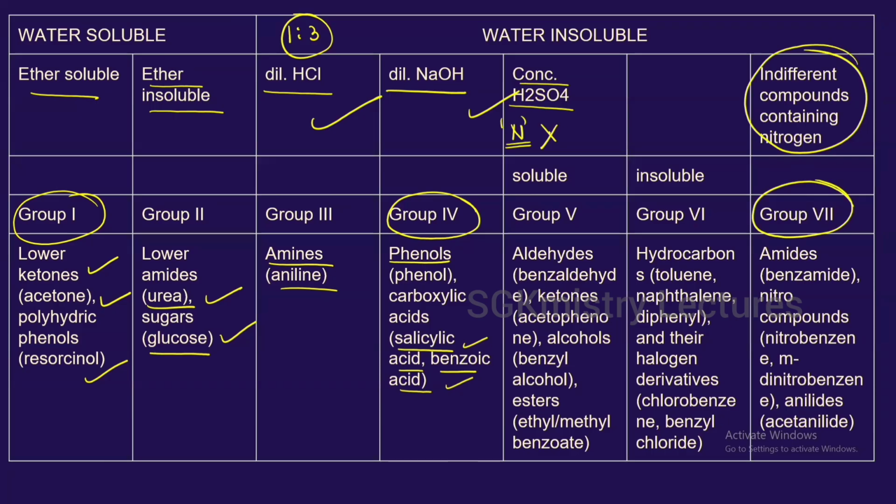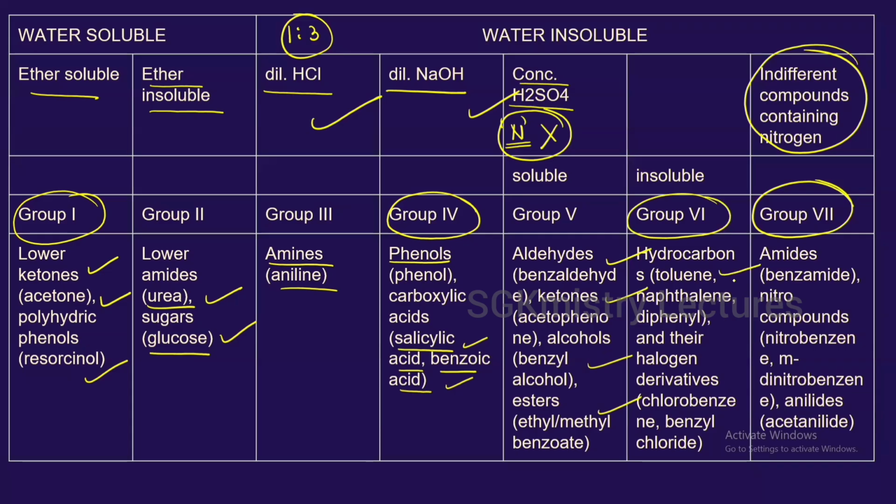So now here, as I've already told, don't check for concentrated sulfuric acid solubility if the compound contains nitrogen. Suppose the compound does not have nitrogen in it, then you're going to check the solubility in concentrated sulfuric acid. If it is soluble, then it may be aldehydes, such as benzaldehyde, or ketone, that is acetophenone, or benzyl alcohol, or the esters. Suppose the compound is insoluble, then it belongs to group 6.